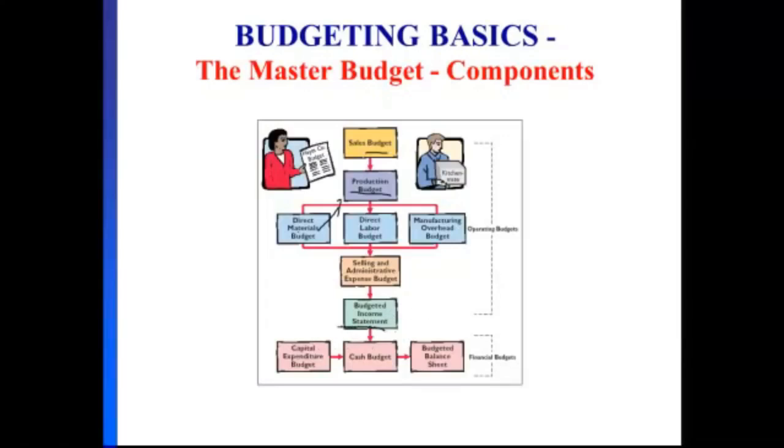Now, the financial budgets are down here. The capital budget is long-term, that's 5 years. We're not interested in this chapter on that. What we are interested in is the cash budget. We must make sure we have enough cash to pay the bills throughout the year as those bills come due.